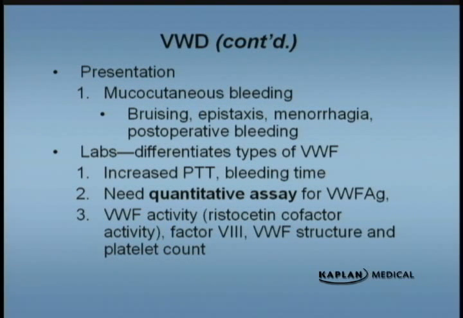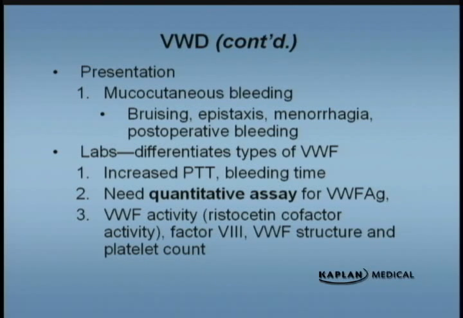The presentation of von Willebrand disease is going to be mucocutaneous bleeding. Look for bleeding from the gums. Also, they have easy bruising. They can have nosebleeds. Now, we said in an earlier chapter that the most common cause of nosebleeds is going to be picking your nose, but sometimes a patient may have von Willebrand's. Look for a history of bleeding, easy bruising in the family, because this is an autosomal dominant disease.